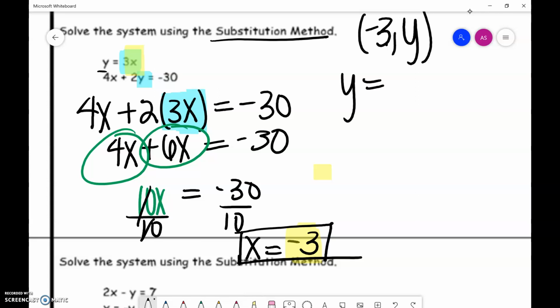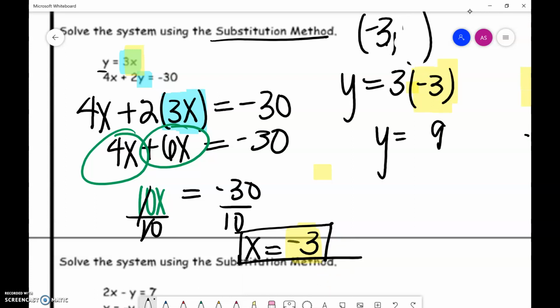So I'm going to have y equals 3 times negative 3, because remember that's our x. So I'm just going to plug that in, and 3 times negative 3 is negative 9. So my final answer, which must be written as a coordinate point, is negative 3, negative 9. And if we were doing graphing, that would also be our intersection point.